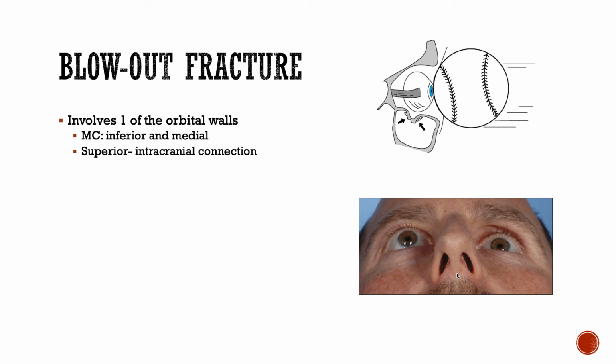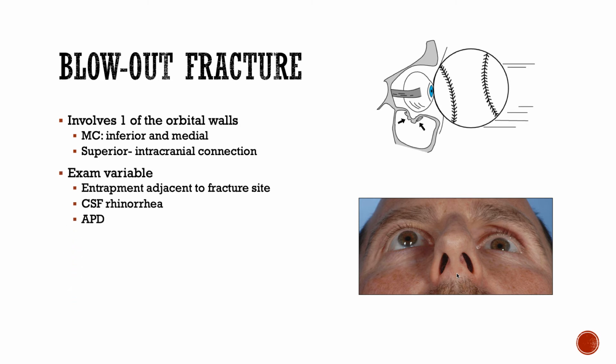Superior walls that are involved, you worry about intracranial process, so leading to infection intracranially and abscess, meningitis, etc. So things that you might see with the superior wall is CSF rhinorrhea that's coming out. And then we talked about the entrapment. Tends to be adjacent to the fracture site, so depending on their restriction of eye movement will indicate which muscle is involved and which wall is involved as well.